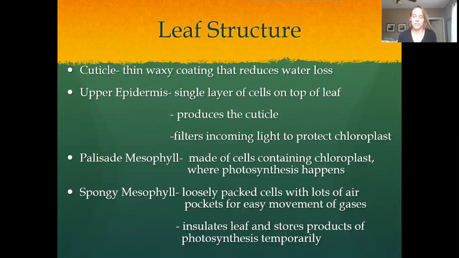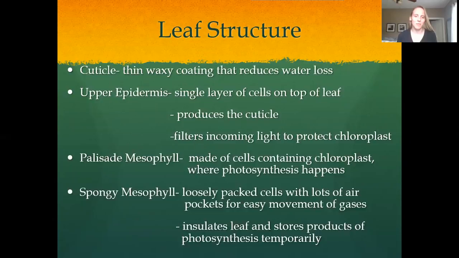Underneath the upper epidermis, we have the palisade mesophyll. That is where all of the cells that contain the chloroplast are, and therefore that is where photosynthesis happens. So it's near to the top, so it has lots of sunlight, but not at the very top because then it would get damaged from the UV radiation.